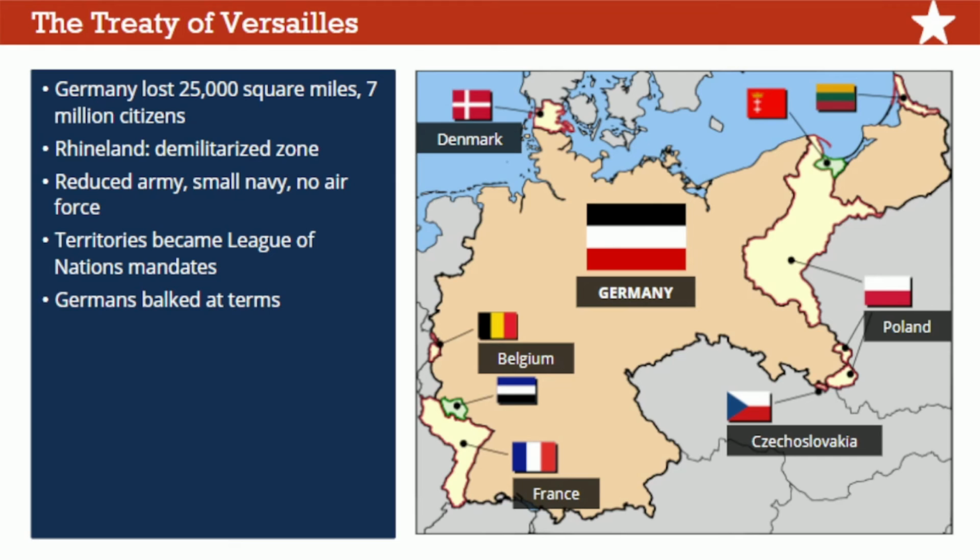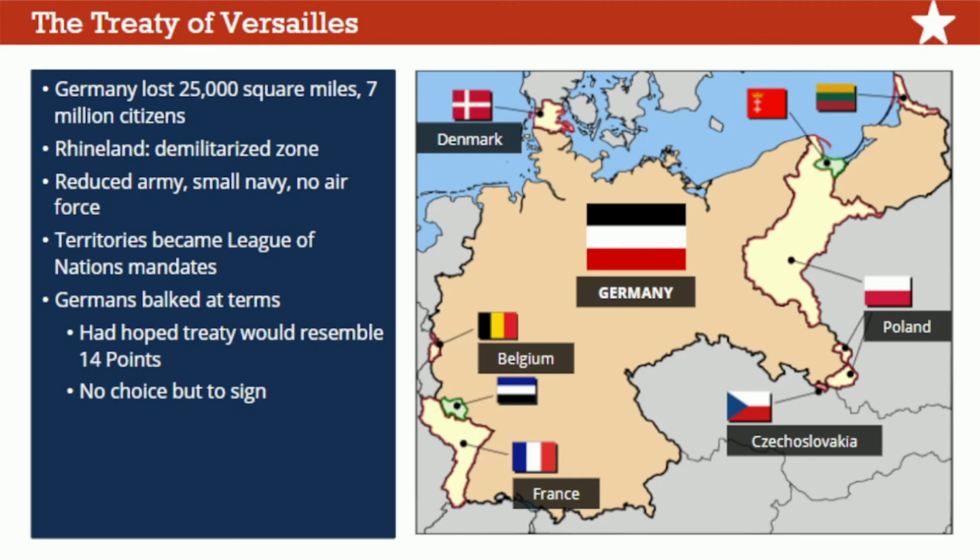Germany balked at what it considered the harsh terms of the Treaty of Versailles. When their government had signed an armistice to stop the war, Germans had hoped, even assumed, that the final peace terms would resemble Woodrow Wilson's more generous 14 points. But their leaders had no choice but to sign it. The only alternative was restarting World War I.